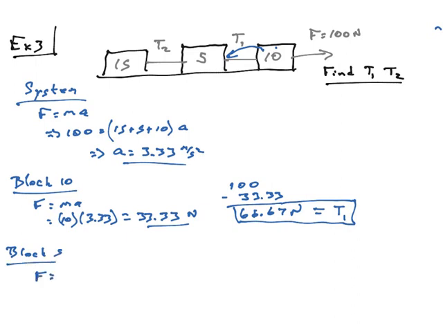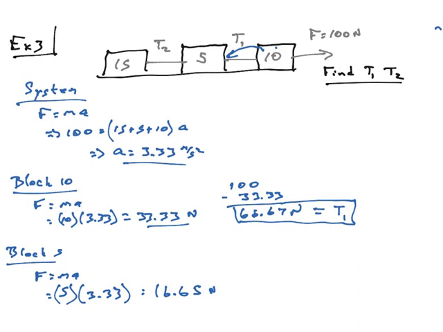F equals ma. How much force does block 5 need to get to his acceleration? Well, his mass is 5. His acceleration is 3.33. Thus, he requires 16.6 newtons. So he needs 16.6 newtons.